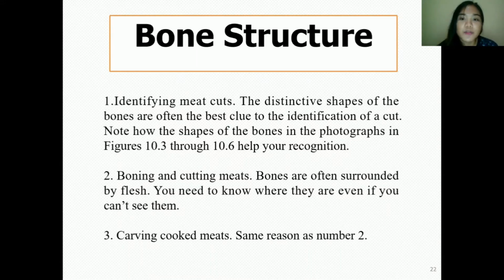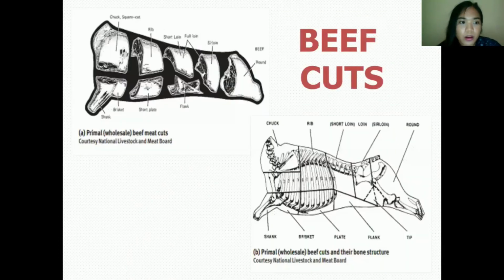So, how the shapes of the bone in the photographs would help you to recognize them later on. Second is the boning and cutting meats. Bones are often surrounded by flesh. You need to know where they are even if you can't see them. Third is the carving of cooked meats, which is the same as the reason for number 2.